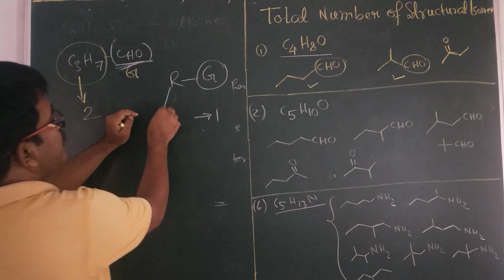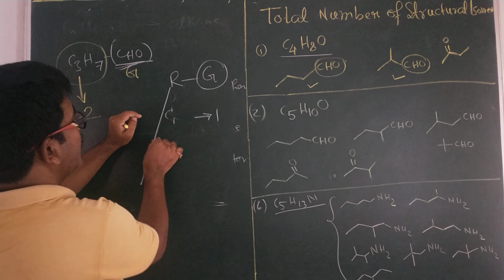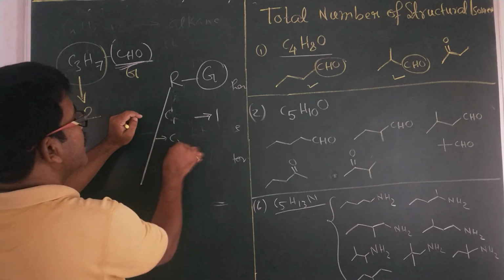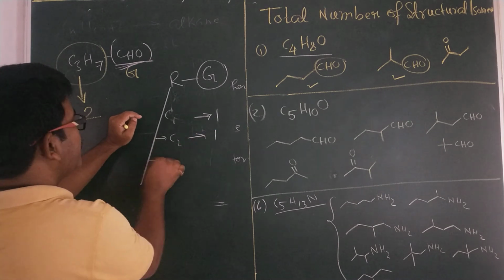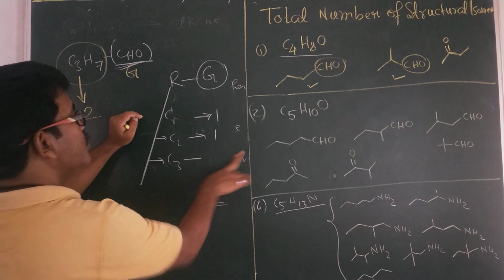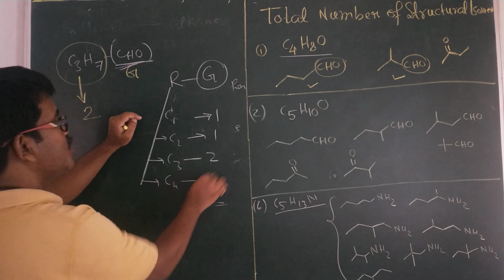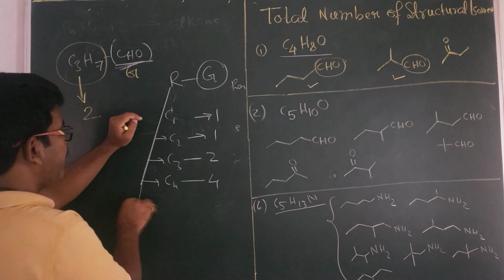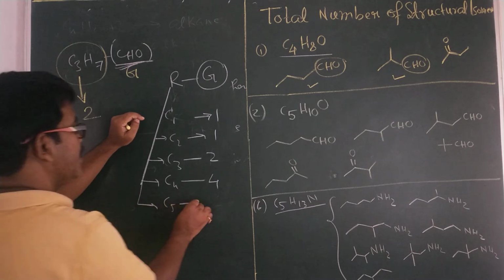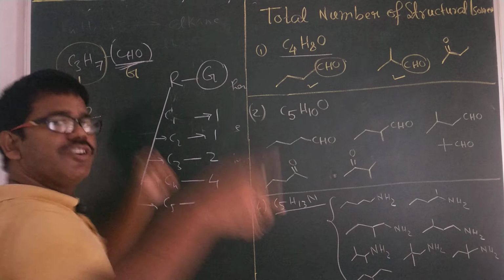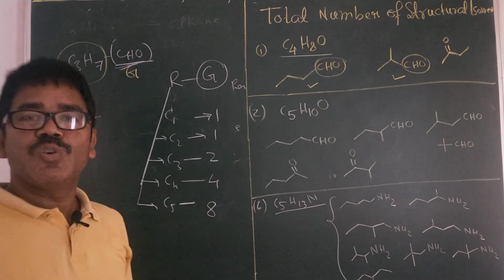If there are 2 carbons, isomers 1. If there are 3 carbons, isomers 2. If there are 4 carbons, isomers 4. If there are 5 carbons, isomers 8. It will continue, but in exams such questions are never asked.